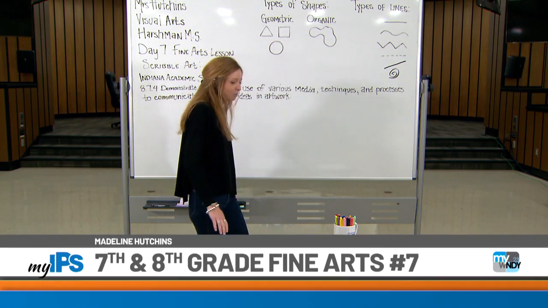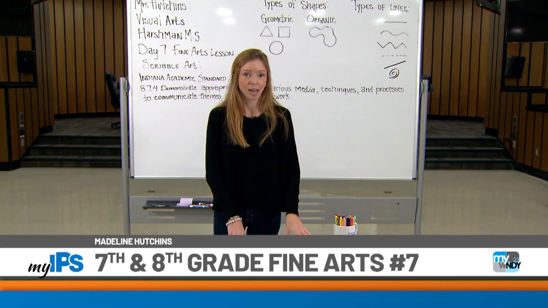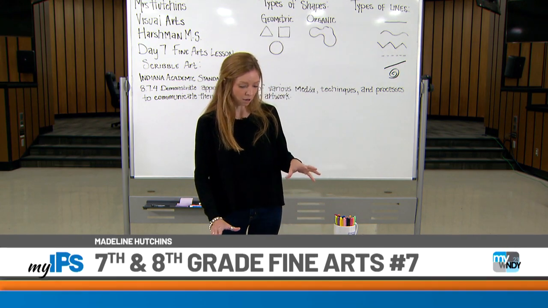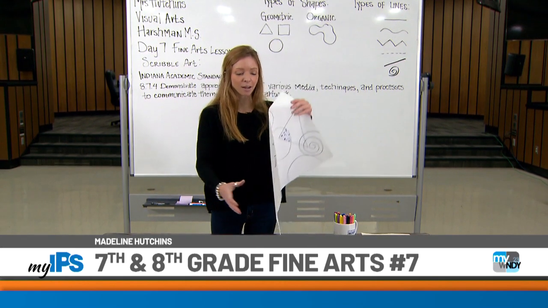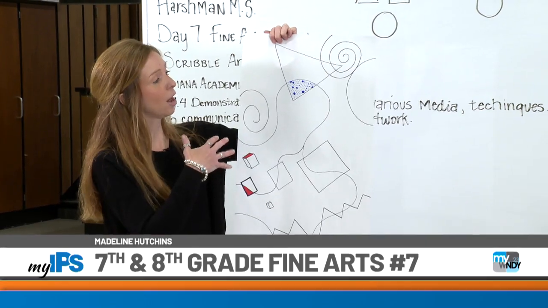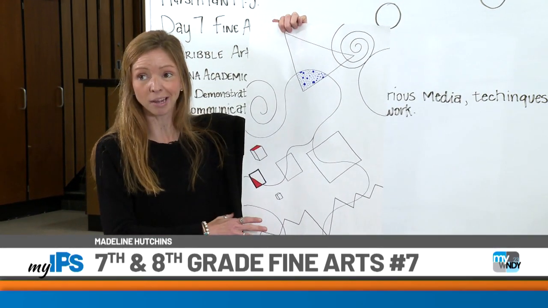Okay, so now that we have a variety of different types of lines and shapes that we can use in our drawing, we are going to start by thinking out our composition. We talked about what composition was last time, and the composition is basically the entire, how the piece is going to come together and what it's going to look like. That's your composition. So I've started my example.